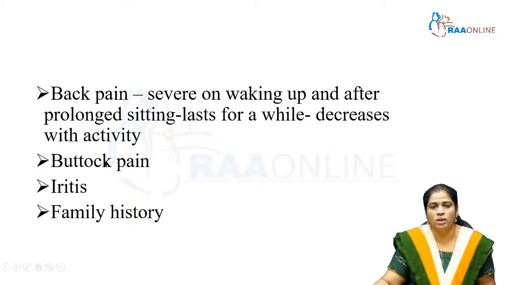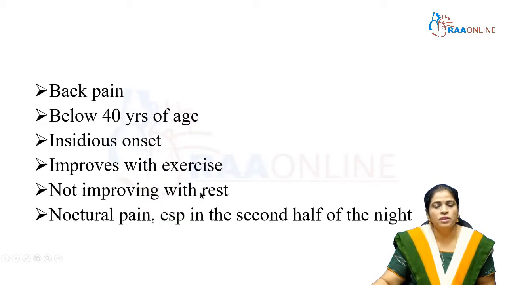It decreases with activity, and they can get alternating buttock pain. There may be a history of iritis. There may be a family history of ankylosing spondylitis or spondyloarthritis or psoriasis. These are some of the features that help you to think of inflammatory back pain. If the patient is below 40 years of age, if there is an insidious onset, not related to any trauma or not sudden onset, if it improves with exercise, this is an important feature because most other causes, that is non-inflammatory causes of back pain, will become worse with exercise. This inflammatory back pain will improve with exercise and it will not improve with rest.